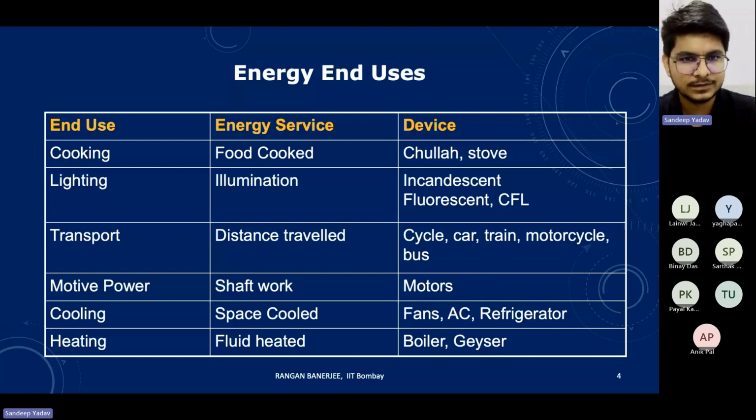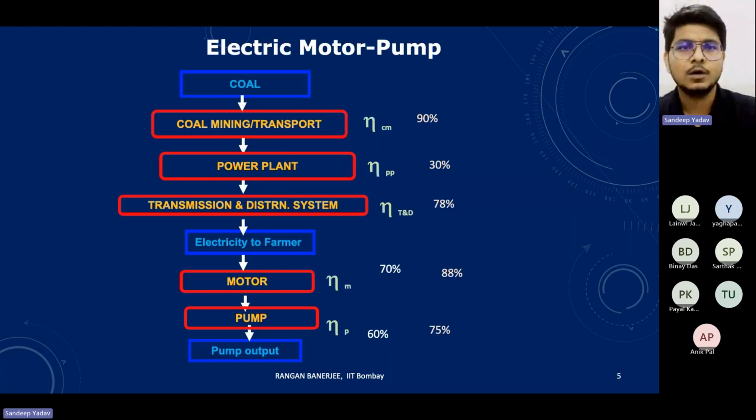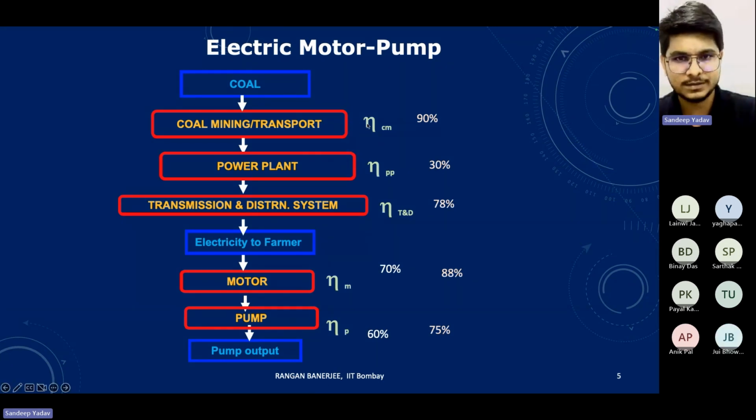There's a difference between the end use and the energy service. If you see, cooking is an end use of energy, and food cooked is the energy service. Same as lighting: lighting is the end use, and the illumination is the energy service from that. So this table shows all kinds of energy and the end user services.